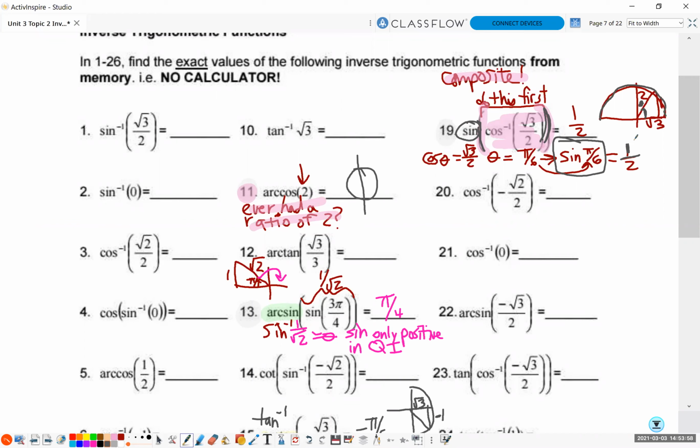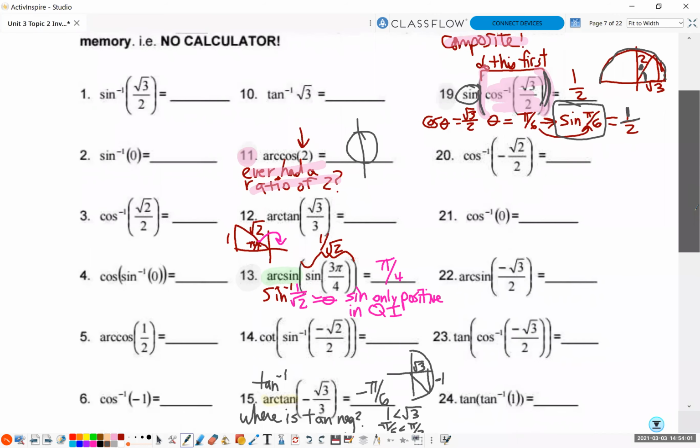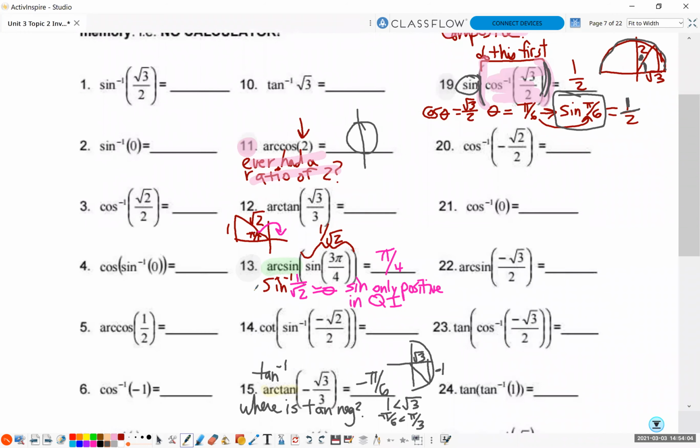Okay, so now I'll go to number 13, and then I will do number 15, and then I'll see if you have any questions. Number 13 is not asking for an inverse. It's asking for a ratio, because it's sine of 3 pi over 4. That's sine of an angle. So 3 pi over 4 is in the second quadrant. Remember, this is not an inverse. Sine is allowed in the second quadrant. Inverse sine is not allowed in the second quadrant.